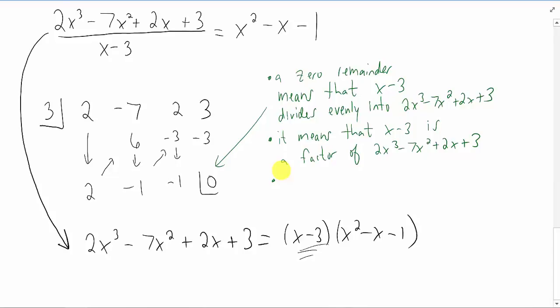And we know from the previous video that every time we have a factor of a polynomial, we automatically have a 0 of the polynomial. So in this case, we learn that x equals 3 is a 0 of the polynomial that was up in the numerator here. That is a lot of information given to us just because we got a 0 remainder.